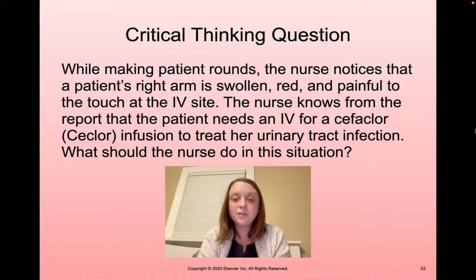So a new IV will need to be placed, and the swelling and infection needs to be addressed at the other IV site. The nurse would also need to keep assessing to make sure no signs of brewing infection continued and showed that the patient might need medication treatment for such infection.